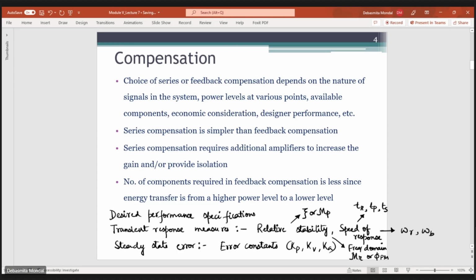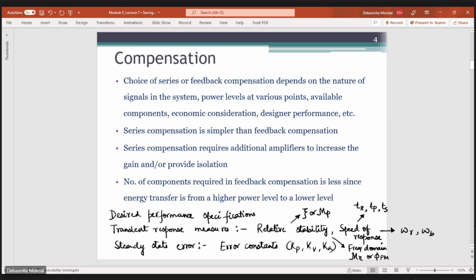So how do I choose whether I have to use a series compensator or the feedback compensator? This choice of series or feedback compensation basically depends on the nature of the signals in the system and the power levels at various points. Obviously, the power level of different signals at different points of your system will not be the same. So depending on the power levels, the available components, and how much cost you can accommodate for designing the overall system, all these parameters govern which sort of compensation would be suitable for your case.